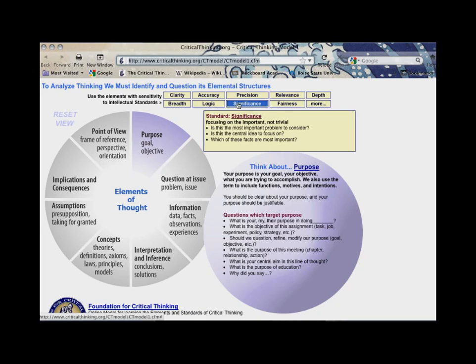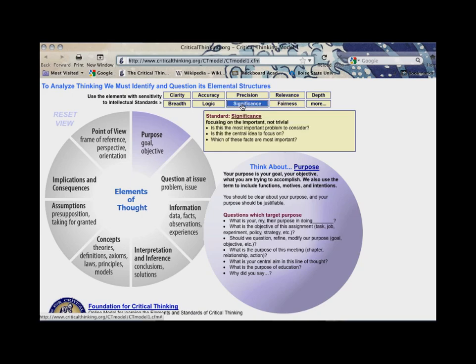Significance is a good one as well. We want to deal with learning and problems that are significant in our lives. And fairness, which is also a difficult standard because we have to be able to examine our own vested interests in any particular interpretation or point of view.